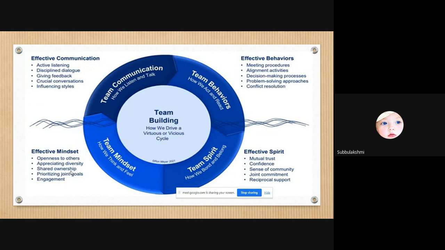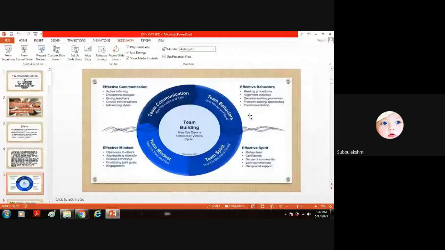Coming to spirit, the basic quality is trust. Trusting team members is very, very essential because it's a fundamental of any achievement. Next, developing confidence and a sense of community, like joint commitment, a sense of belongingness, reciprocity. When a student is put in a team, directly or indirectly they develop a certain amount of commitment with the team members. So it helps them to achieve to a great extent.